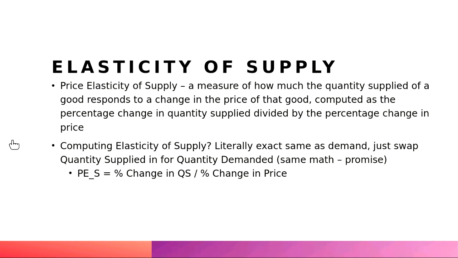Elasticity of supply. This is exactly the same as the price elasticity of demand. It's a measure of how much the quantity supplied of a good responds to a change in the price of that good. Computed as the percentage change in quantity supplied divided by the percentage change in price. Computing elasticity of supply, literally the exact same as demand. Just swap quantity supplied and quantity demanded. Same math, promise. So the price elasticity of supply equals the percent change in quantity supplied over the percent change in price. You'd use the midpoint formula for this example as well.